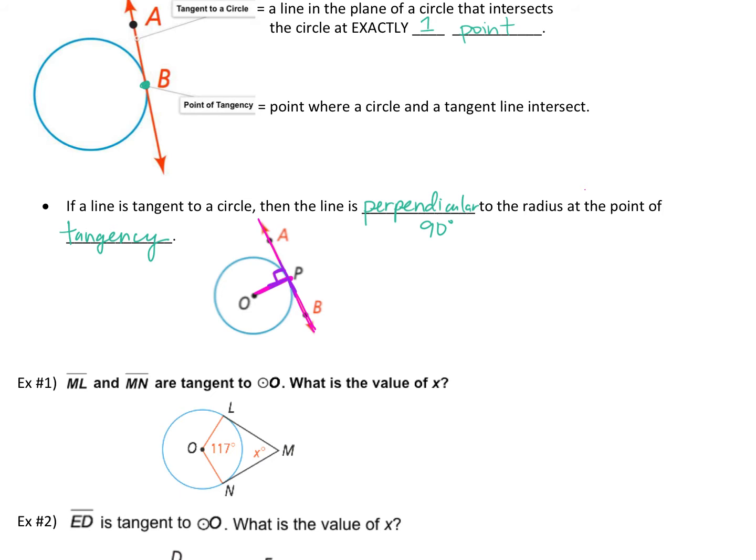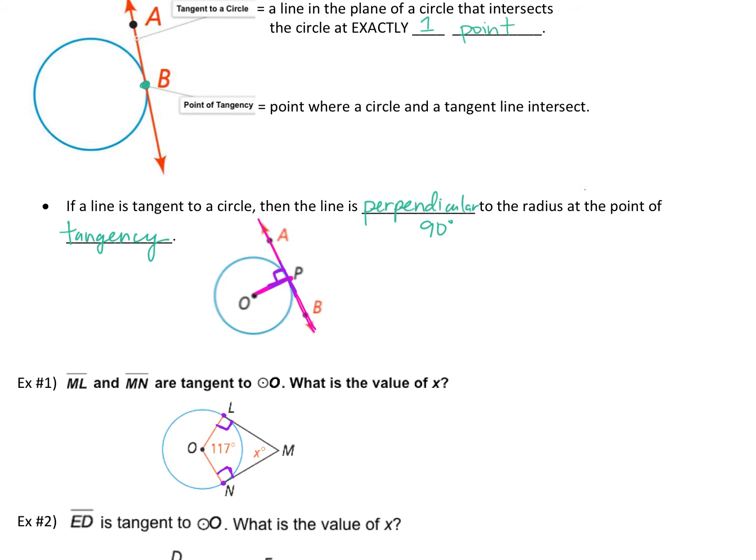It says ML and MN are both tangent, meaning here's a point of tangency, point L, and here's a point of tangency, point N. What is the value of X? Now, this looks a little tricky. It's really not that tricky. If a line that is tangent is always perpendicular, what is the measure of angle L? 90. Okay, what's the measure of angle N? 90.